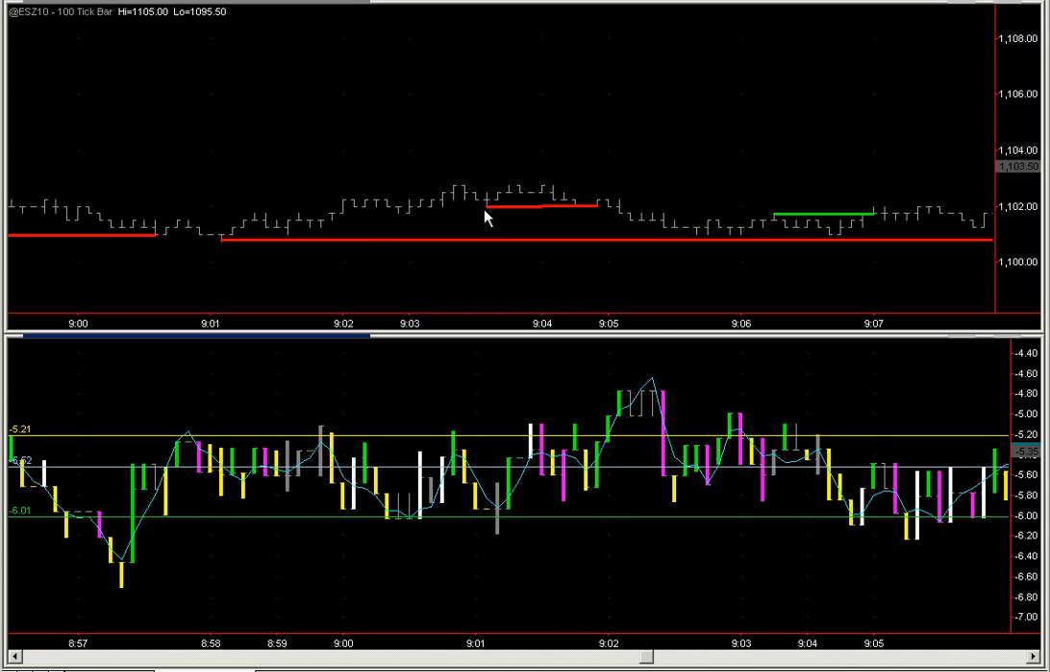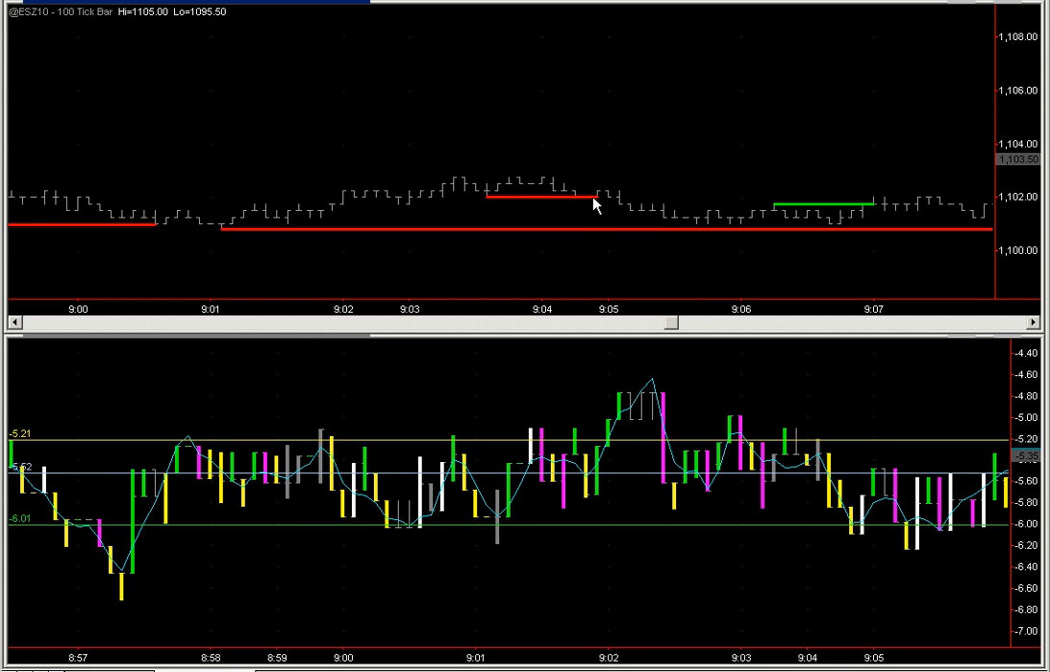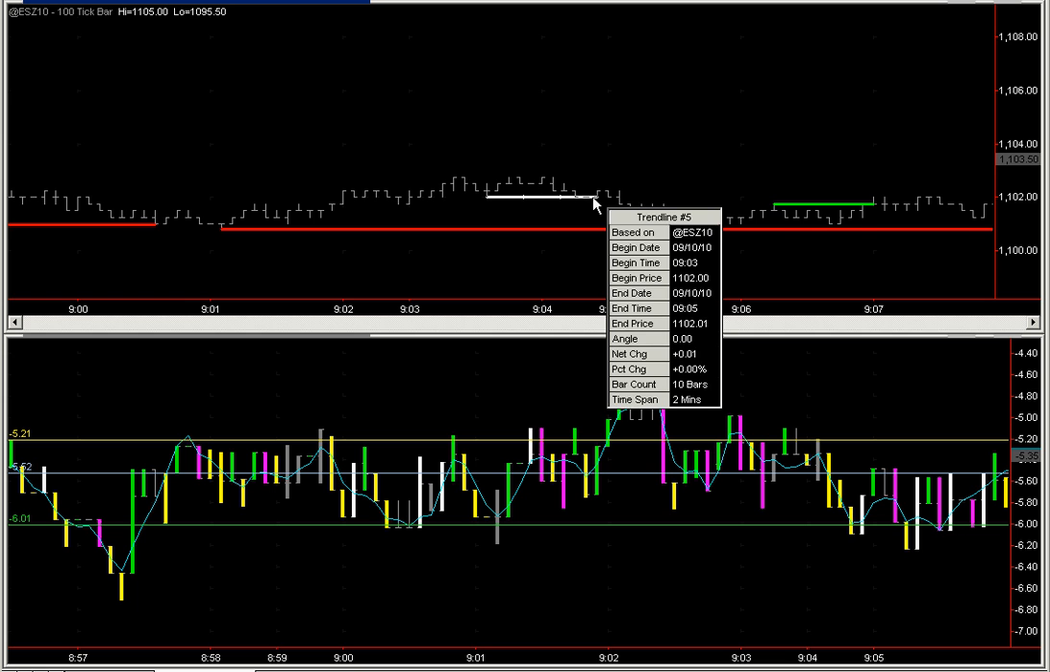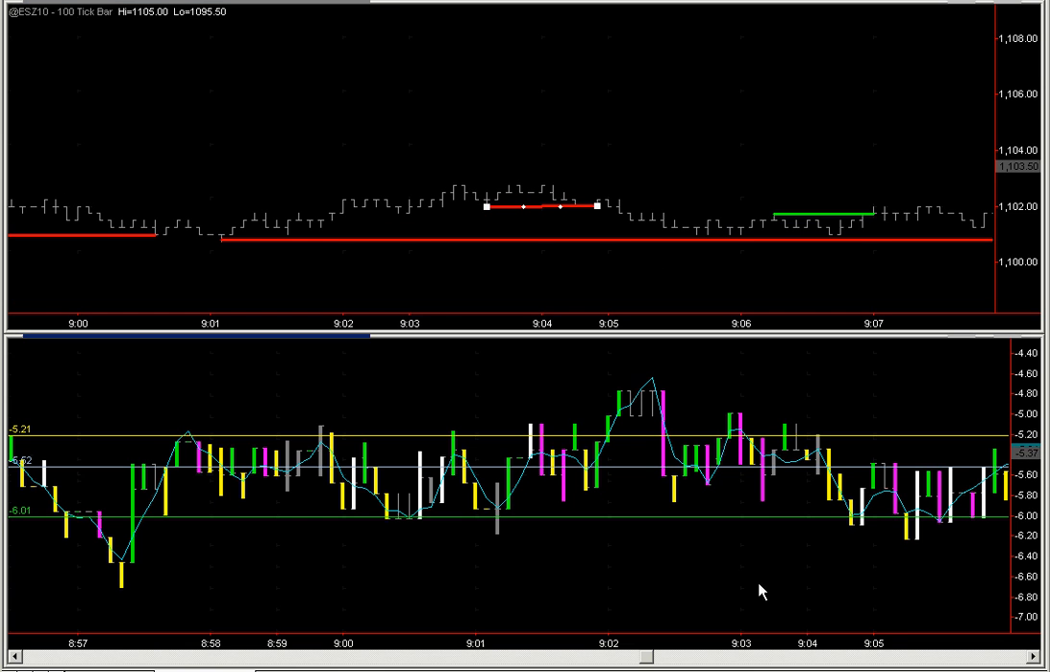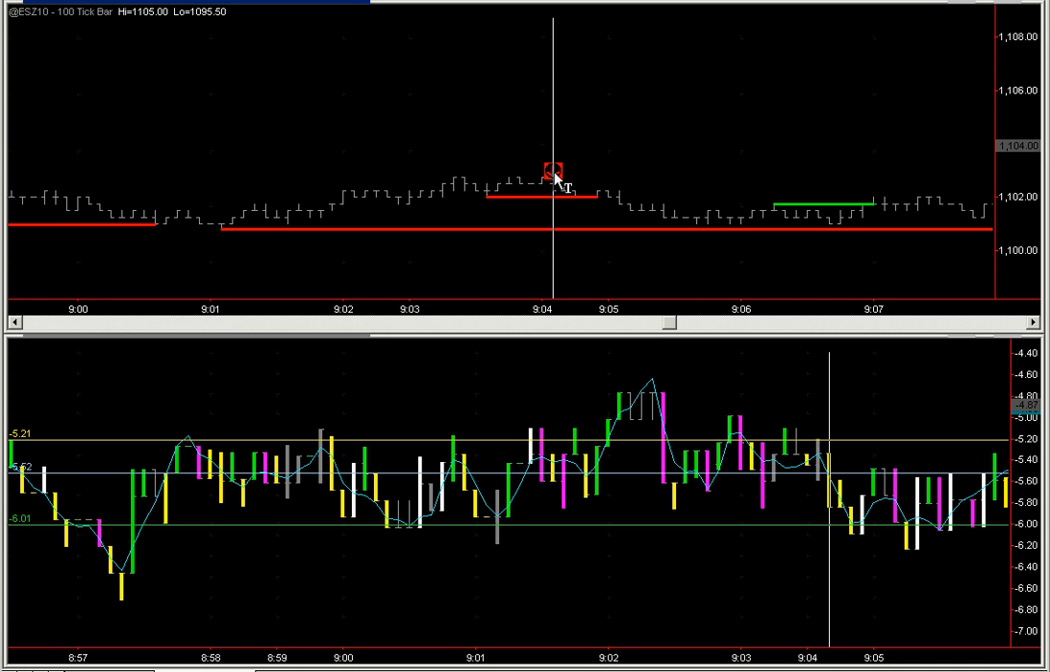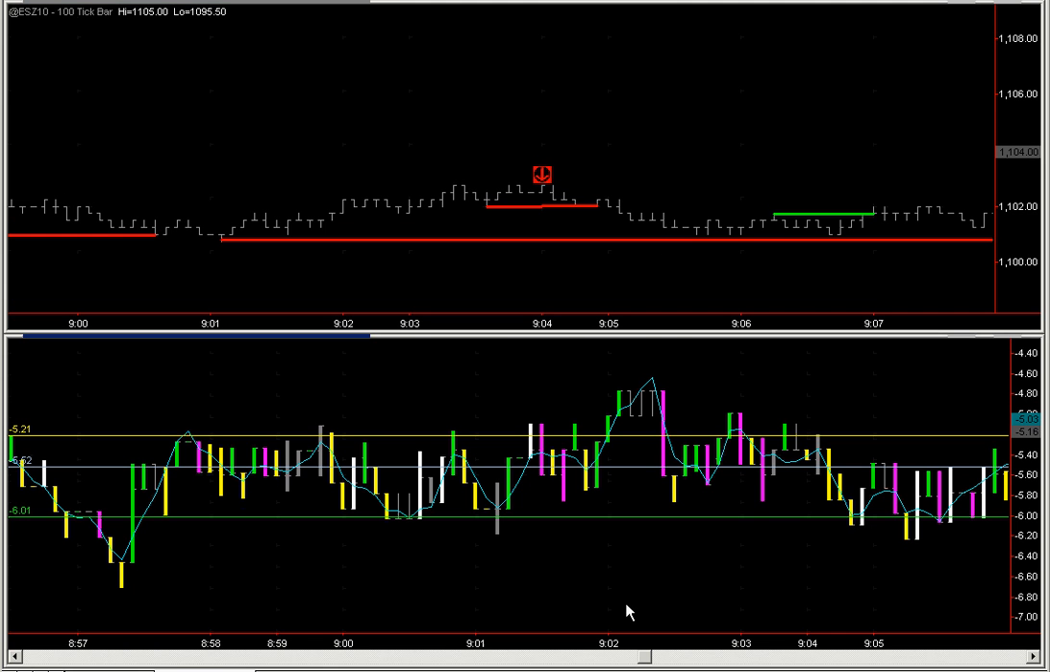Okay, so we look to take a short as the Spoos move up, and then the indicator drops below the line. So here again, right there is the short. And a move back to the line. Now, notice what else happened here.